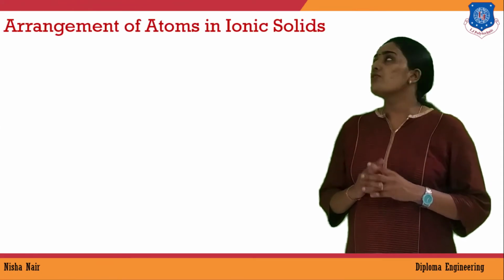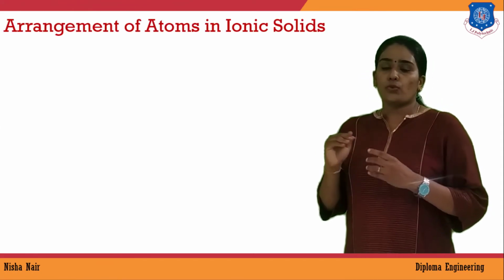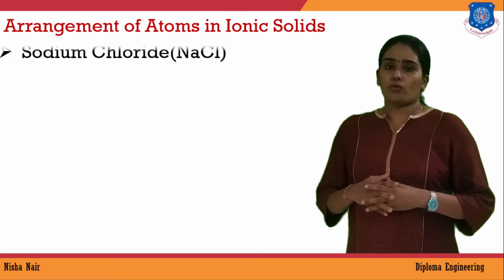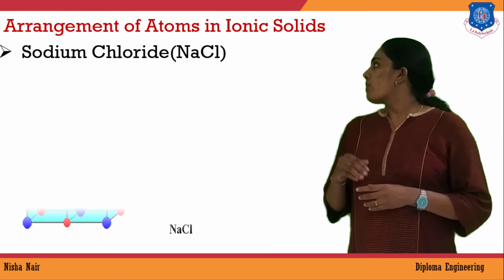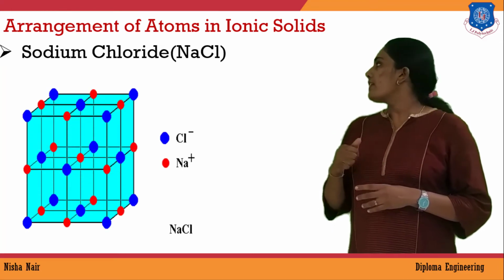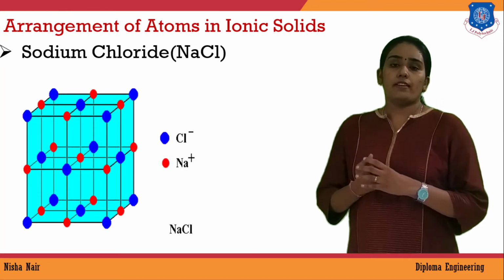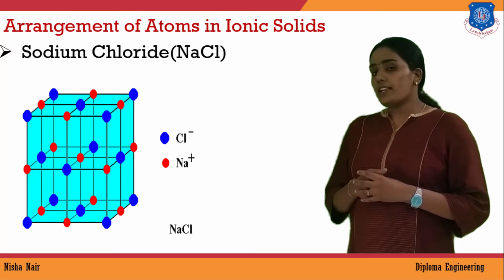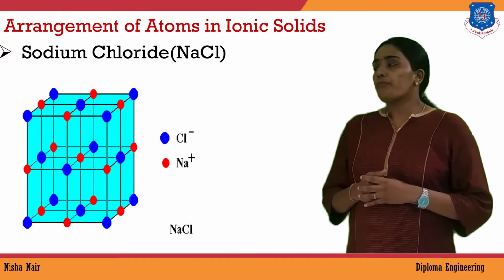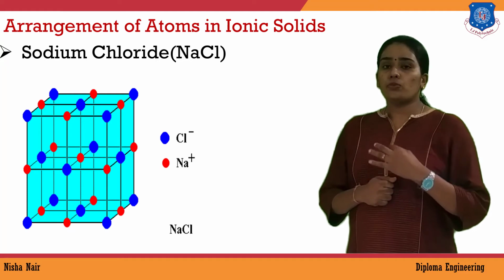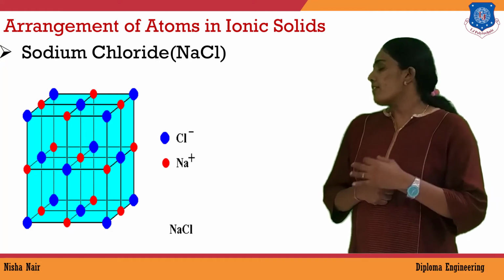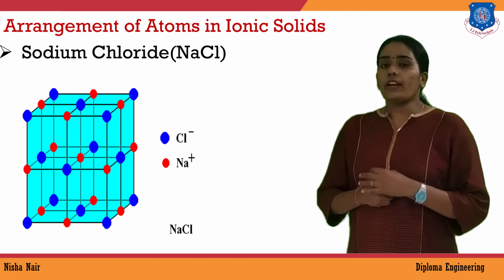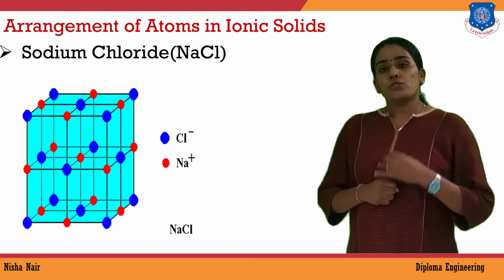Now next we learn about ionic solids. There are two types of ionic solids. One is sodium chloride and another is cesium chloride. Sodium chloride is an example of an ionic compound because it shows an ionic bond. Here we can see two atoms, one is sodium and another is chlorine. Now here you can see the structure of sodium chloride, where the atoms are marked with two different colors. One is blue and another is red. Here the blue color shows the chlorine atoms and the red color shows the sodium atoms.